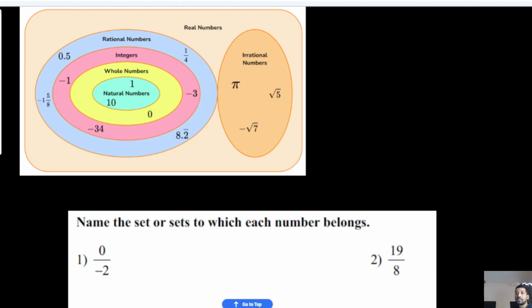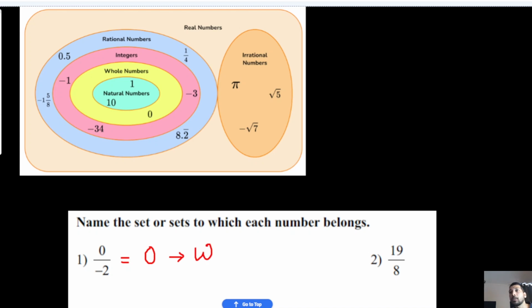Okay, so let's see this practice problem over here. The problem says, name the set or sets to which each number belongs. So the first problem that we have over here is 0 over negative 2. If you simplify this number, 0 over negative 2 simplifies to just 0. So that means this 0 is in the set of whole numbers. So we use W here.